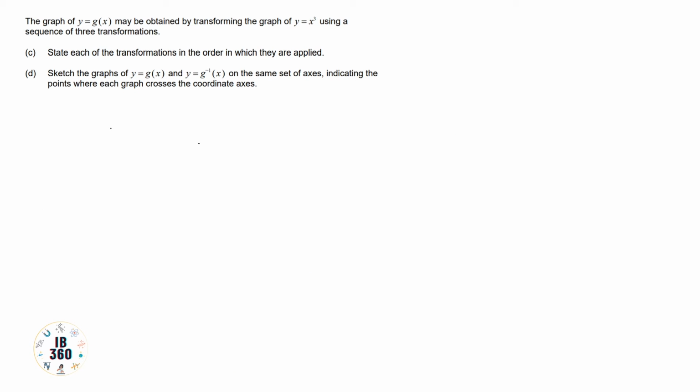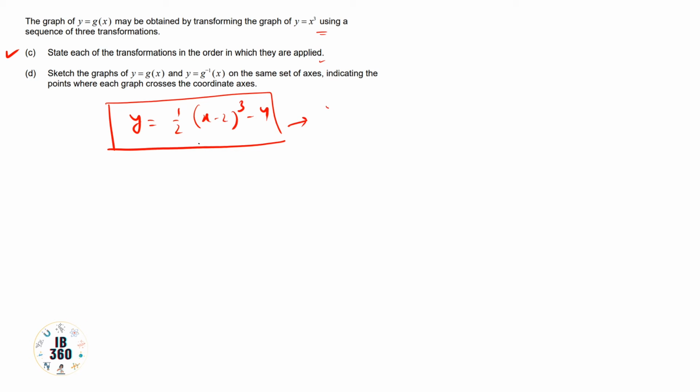Now here it is given to state each of the transformations in the order in which they are applied. The graph y equals g(x) may be obtained by transforming the graph of y equals x cube using a sequence of 3 transformations. State each of the transformations in the order in which they are applied. So we need to apply some transformation here, that is y equals half (x minus 2) whole cube minus 4. This was our equation. To graph this equation, we will need the base equation y equals x cube.